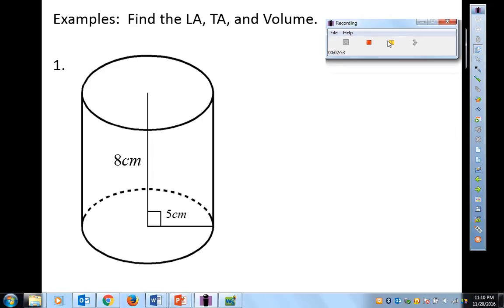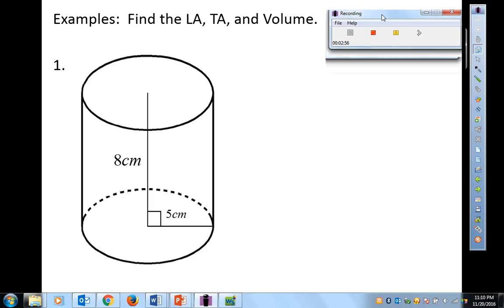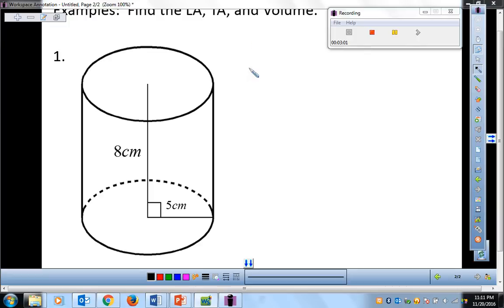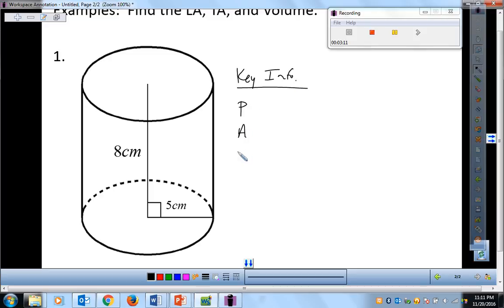I want to find the lateral area, total area, and volume of this right cylinder. So just like yesterday, we have our key information. And like I told you, we're going to add to that. So here's our key info. That was the perimeter of the base, the area of the base, the height of the prism. I'm going to switch these around. We'll say the height of the prism, the area of the base, big B, and again, I'm going to add the radius to this key information. So some of this information is already given to us. The radius is 5 centimeters. That's good. The height of the prism is 8 centimeters.